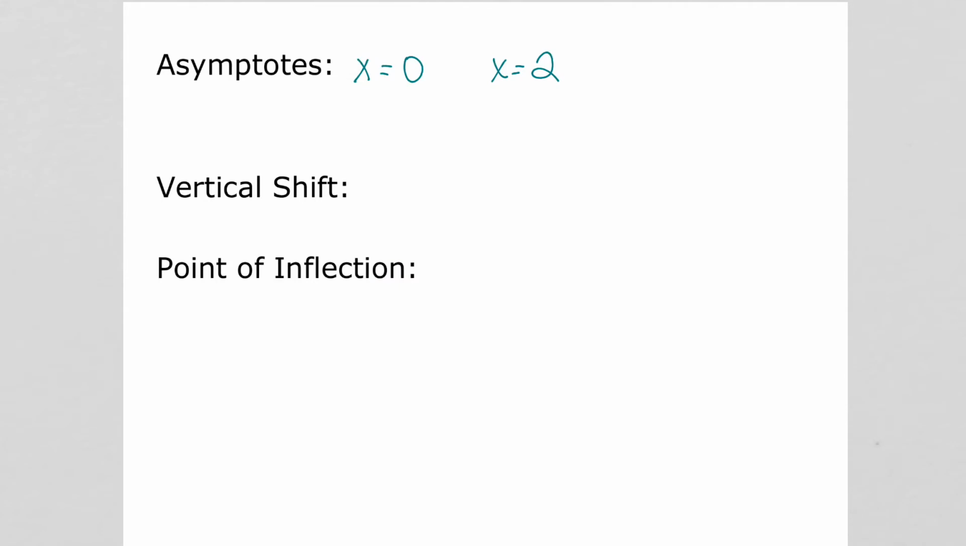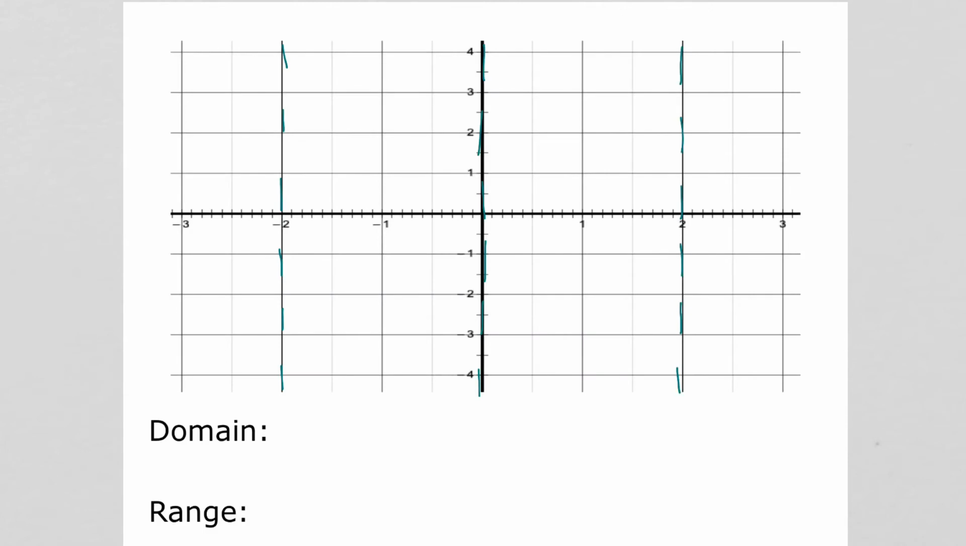There's not a vertical shift. To find the point of inflection, we just go halfway in between our period. So halfway between 0 and 2 is at 1. And our y value will be determined by that a. And the a was 1/2. Or no, it won't. That's the 1/4 and 3/4. So it's actually just 1, 0.